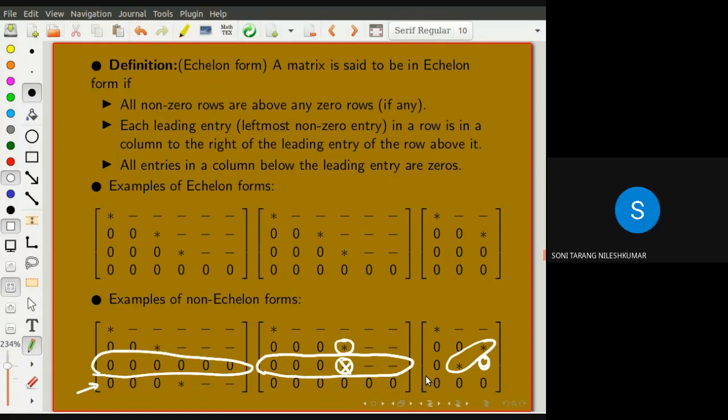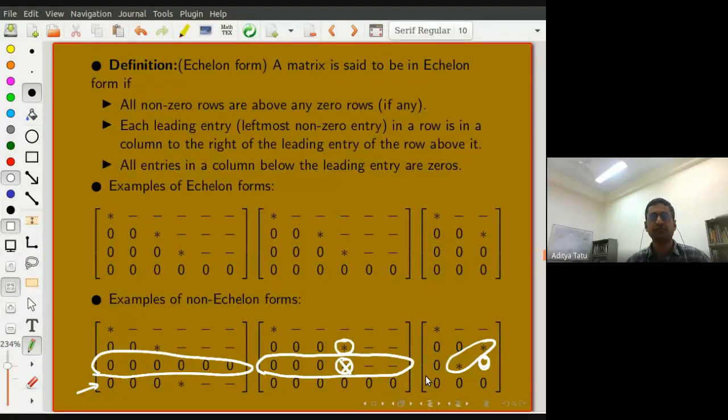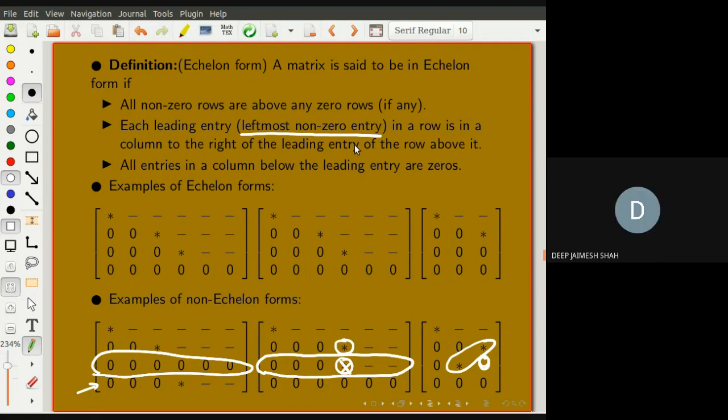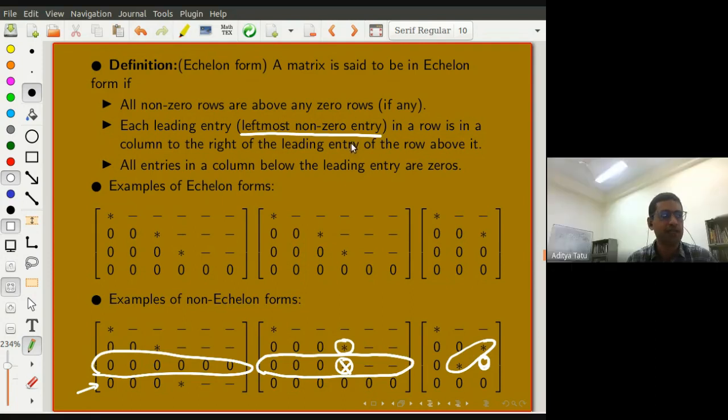Yes, sir. Excuse me, sir. So can the asterisk be zero? No. The asterisk is marking a leading entry. What is the definition of leading entry? Leftmost non-zero entry. Please be clear with this. Leading entry is defined as the leftmost non-zero entry.